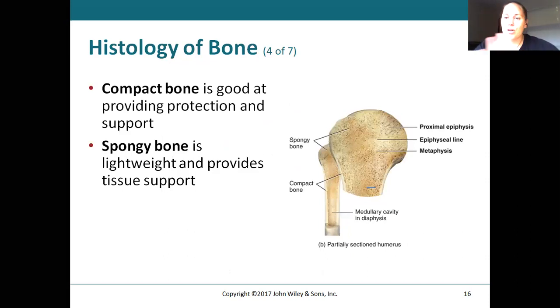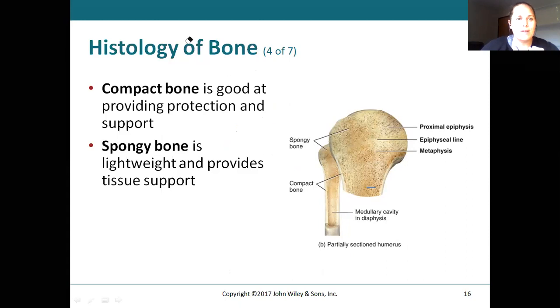Okay. So in previous slides, we talked about the different types of bone. We talked about how there is compact bone and how there is spongy bone. Like I tried to introduce at that point, the spongy bone is good at providing protection and support. Spongy bone is found in areas like your skull and your mandible. Oh, sorry, I just circled compact bone.